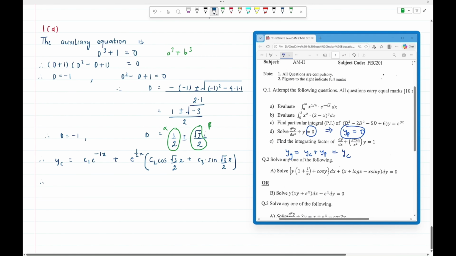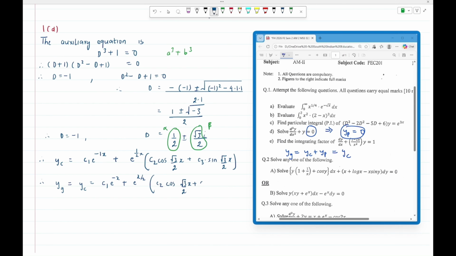Thus for the given differential equation the general solution is yg is equal to yc, and that's going to be, the first term can be written as c1 e raised to -x plus e raised to x by 2 times (c2 cos of root 3 over 2 x plus c3 times sine of root 3 over 2 x). So that's the general solution for question 1d.